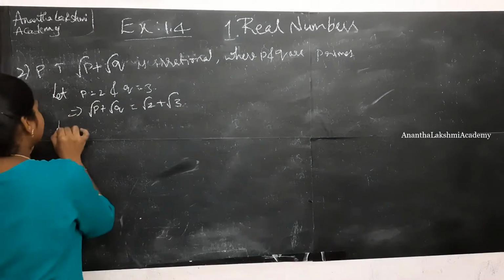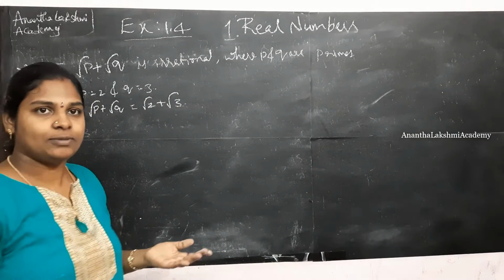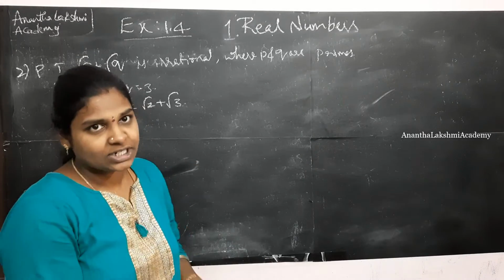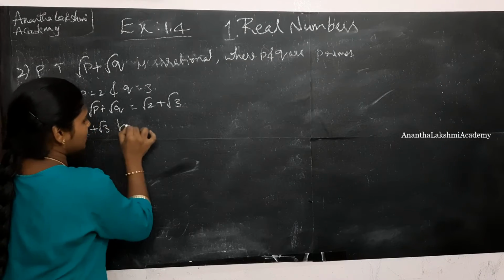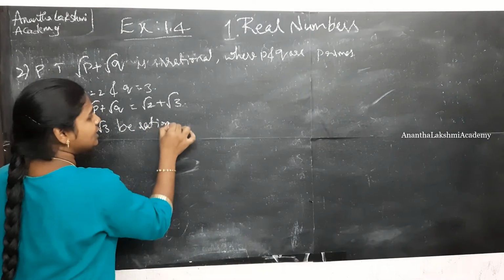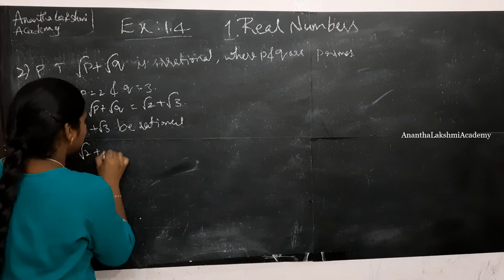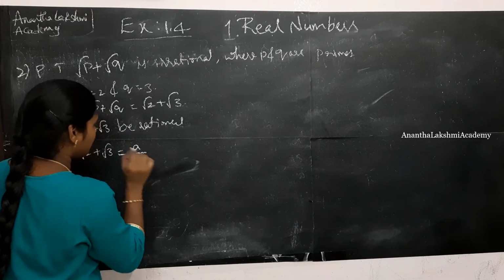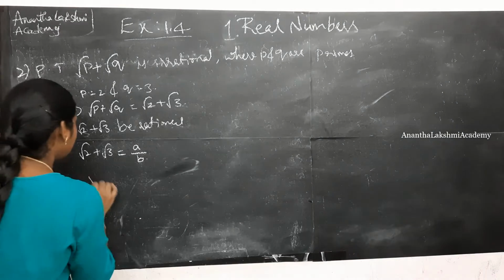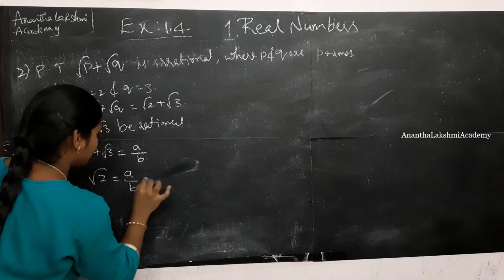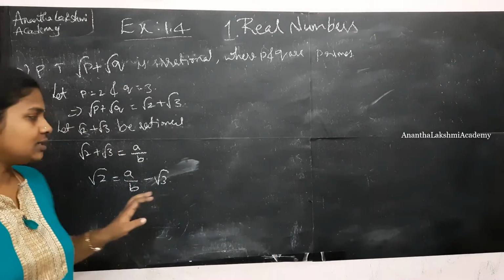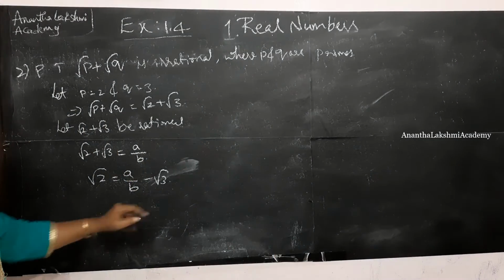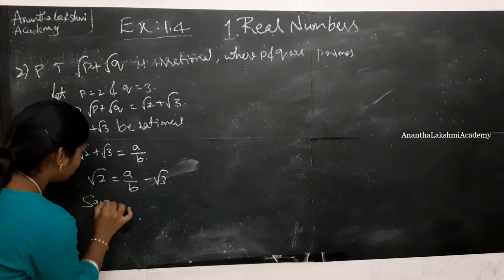Alright, let us assume. How do we solve problems like this? First, in order to prove it to be irrational, we assume that this is rational. Let root 2 plus root 3 be rational. How can that be rational? When it becomes equal to a by b. So let me keep root 2 on one side and this is equal to a by b minus root 3. So here root 2 is equal to a by b minus root 3. Now squaring on both sides.